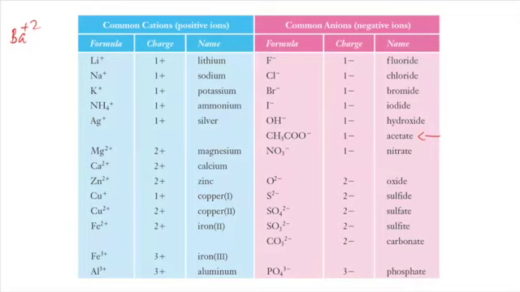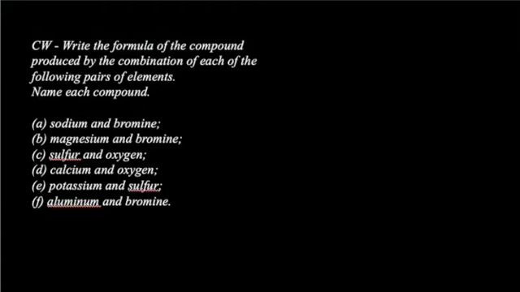So sodium is going to be my Na+, and bromine will come from bromide, right? Because for anions, bromine is bromide, "ide" is what we say for the anions. So this is Na+ and Br-. How do we combine Na+ and Br-? 1, 1, 2, 2. NaBr.